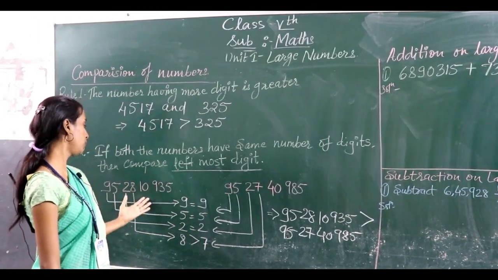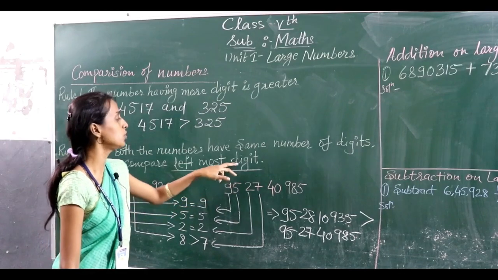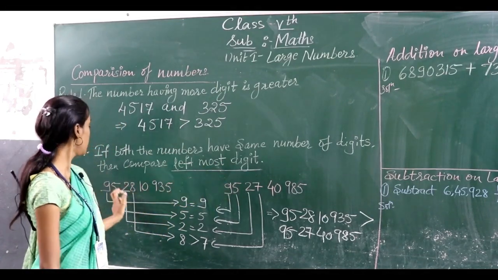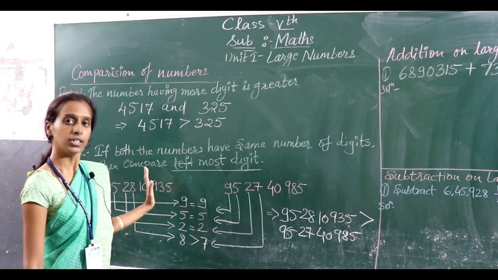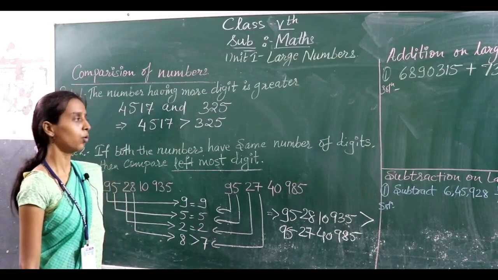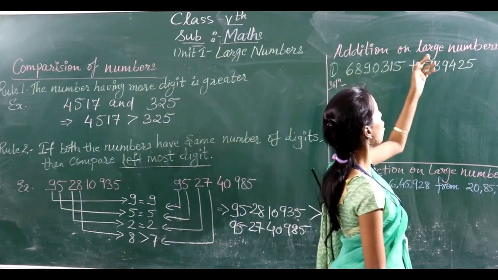In the second rule, if we get the same number of digits, we will continue checking from the leftmost digit. Okay, we will start with the leftmost digit and continue in this way until we get two different digits. Now let's move to another topic, that is addition on large numbers.